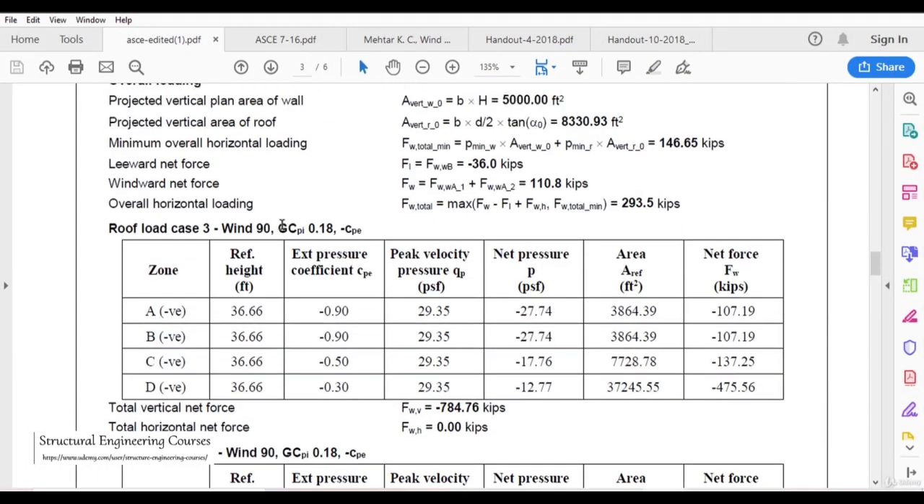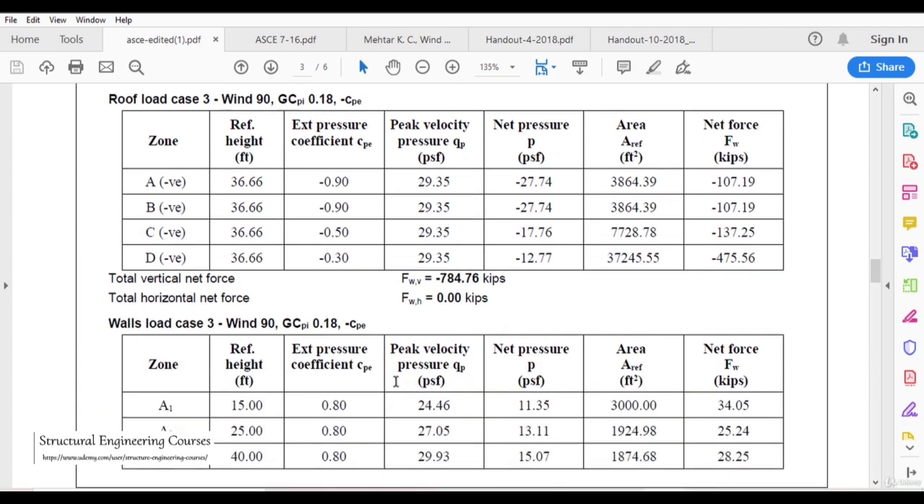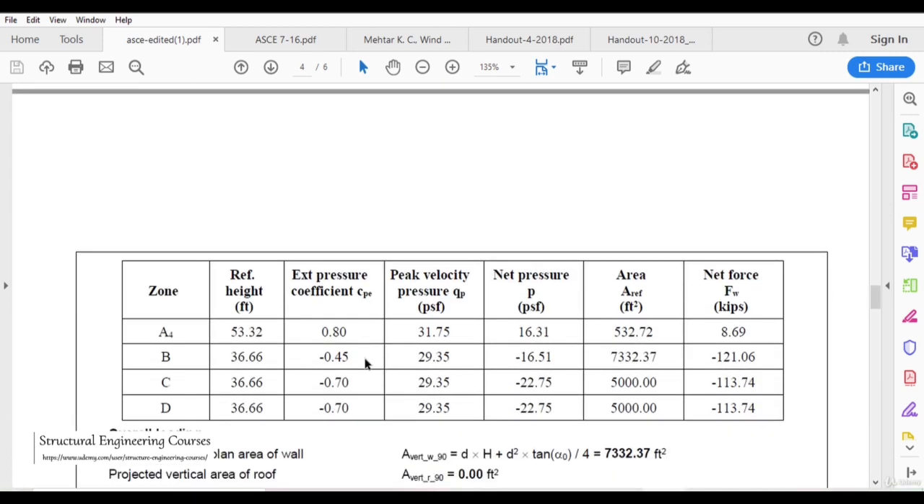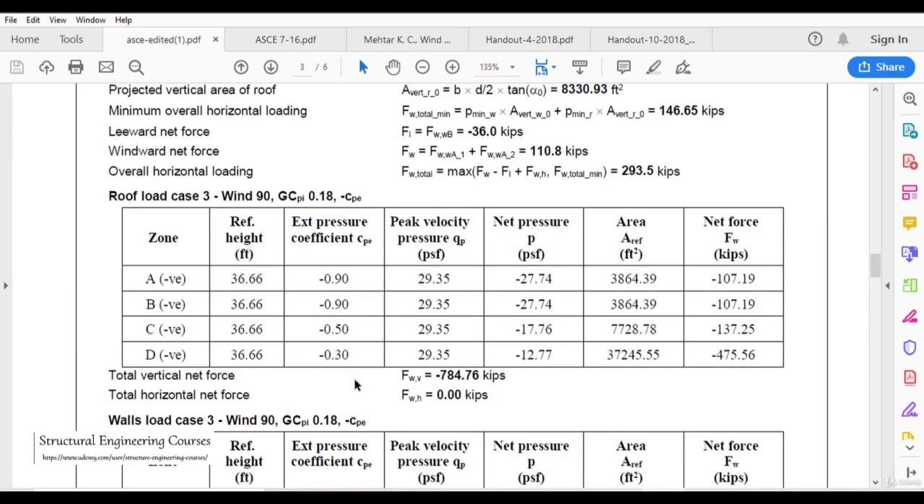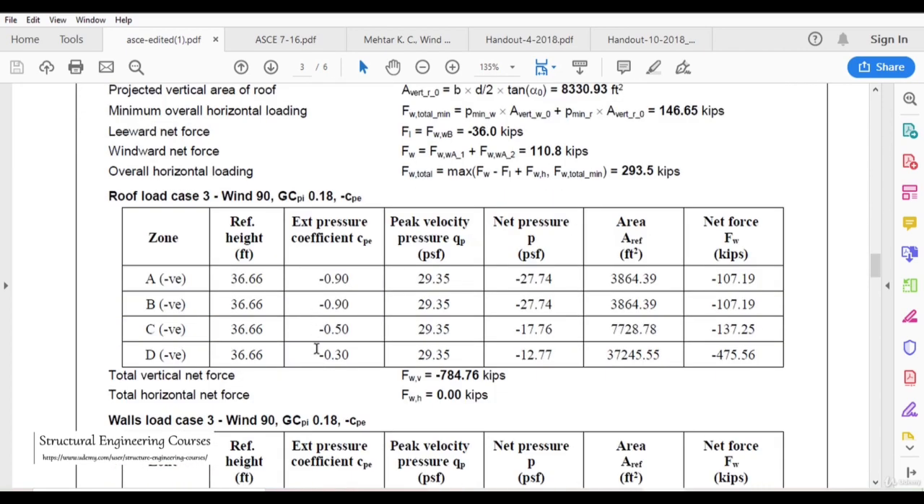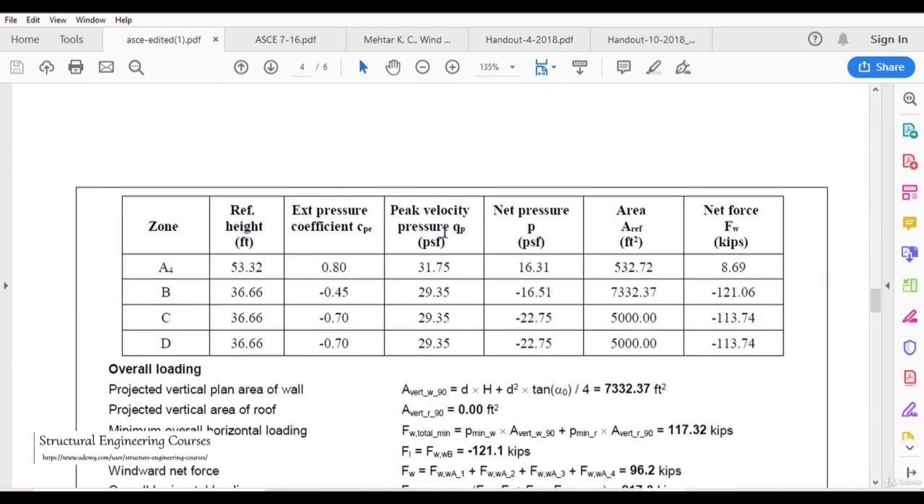Similarly, for roof load case 3, we can see that the coefficients have been taken as minus 0.9, minus 0.5 and minus 0.3, and for walls it is taken as 0.8, minus 0.45 and minus 0.7. Now you must be thinking that suddenly these coefficients are different. Why are they different? Because the direction of wind is different. Now we are talking about 90 degrees.